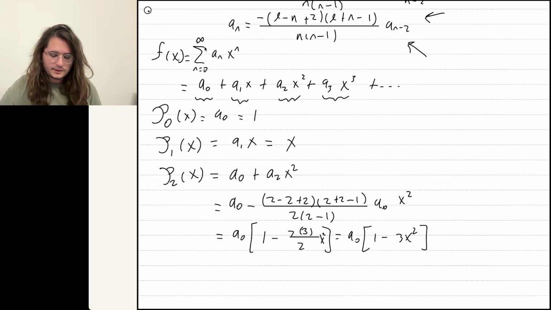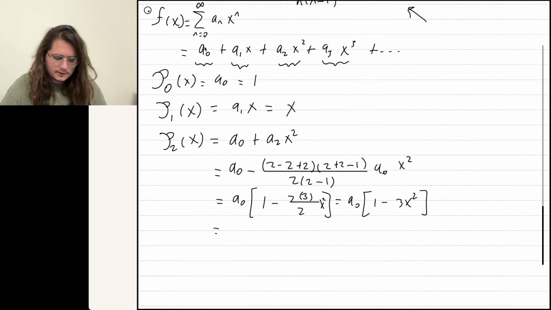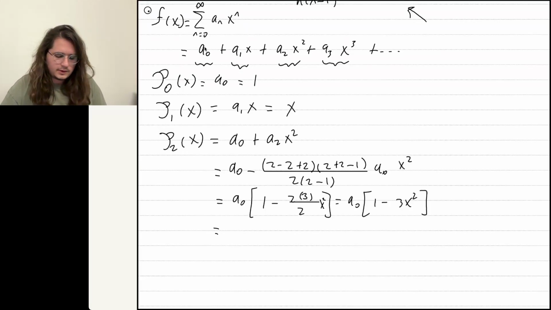Now we want that to go to 1 when x is equal to 1. So if you plug in 1 there, you get 1 minus 3, which is minus 2. So you definitely want a0 to be minus 1 half, times 1 minus 3x squared. But it's typically written as 1 half of 3x squared minus 1.